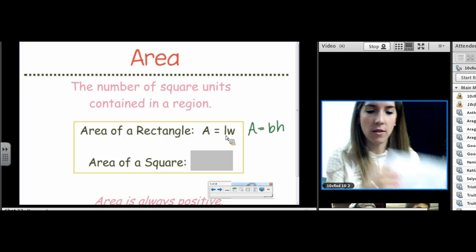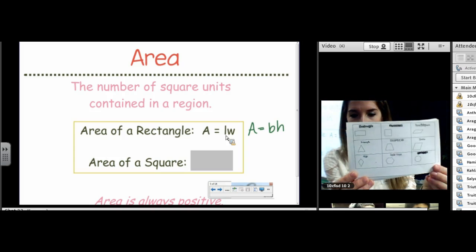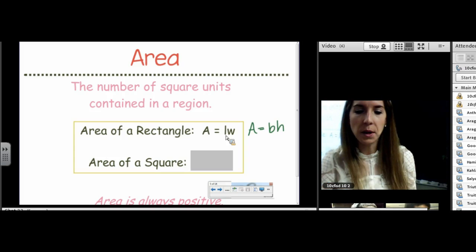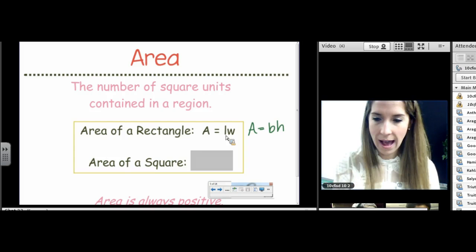Ganesh, you're writing these down on this thing. That's where you're going to keep your formulas. We'll add to it each day.